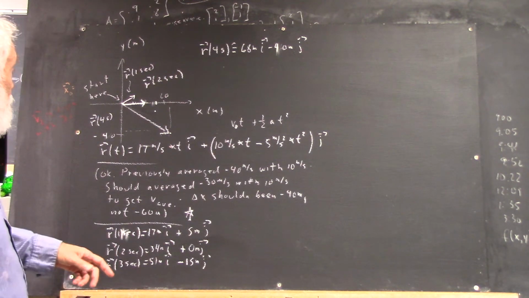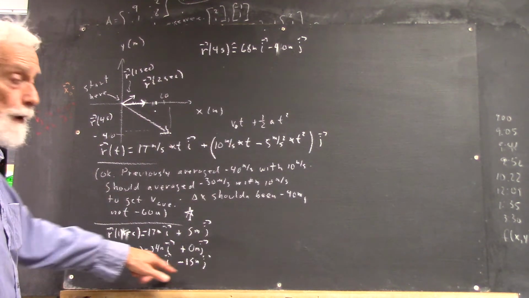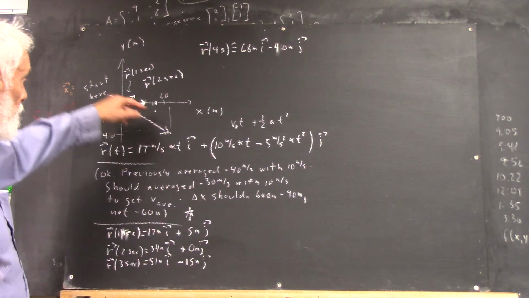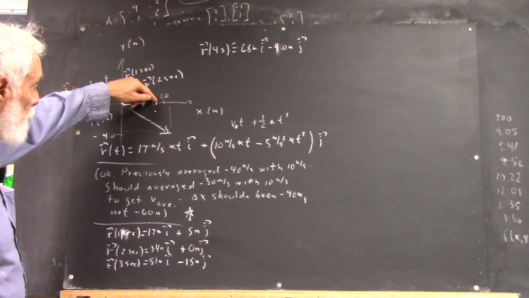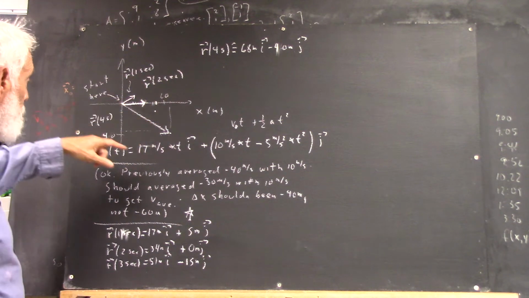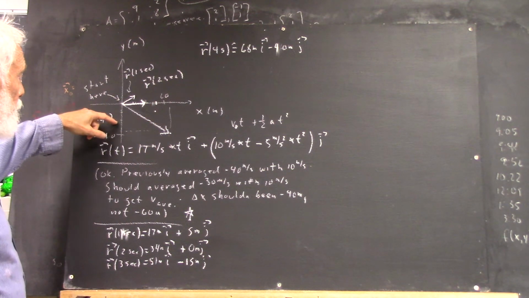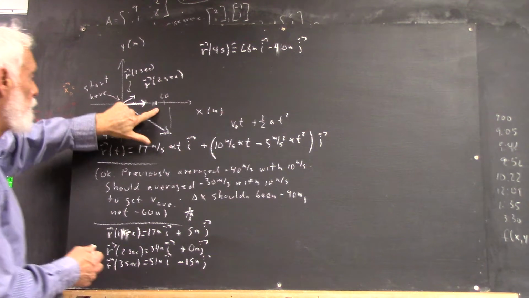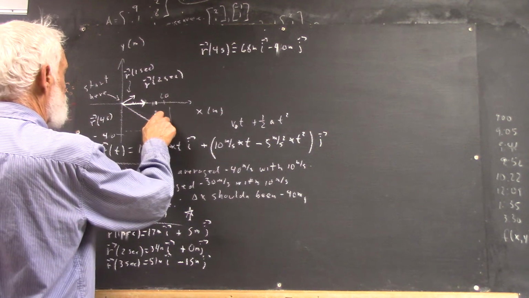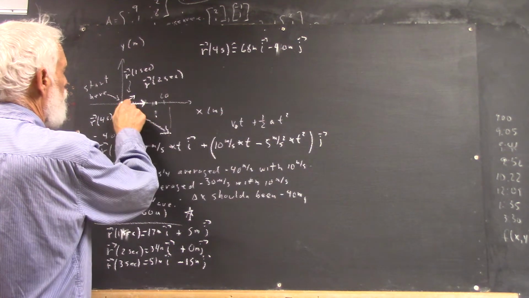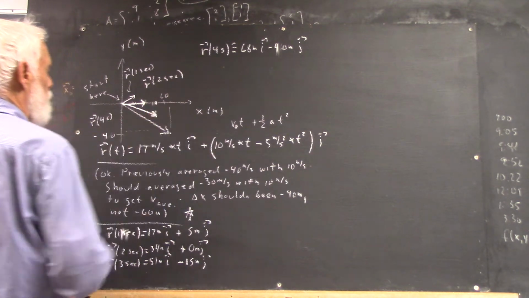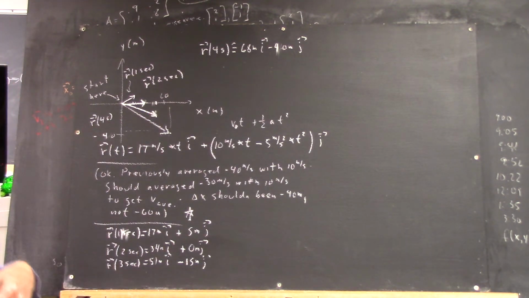At 3 seconds, you're at negative 15 meters times j, 51 meters times i, okay? Well, I've already kind of divided this up. I'm saying there's about 51. And here's 10, 20, so halfway between those would be here. So our vector would be about like so. All right?